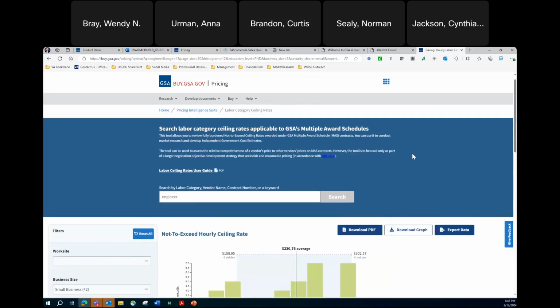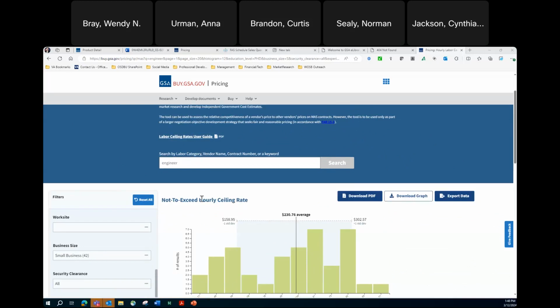Right. Questions on this before I move on to the last tool that I'll show you, the schedule sales query. Someone did ask if you'd be able to show an example of a product instead of a service. So this is the hourly rate calculator, so the hourly rates are for services. They don't have this for product. The way to search for products is on the GSA Advantage because it'll give you those product based prices.